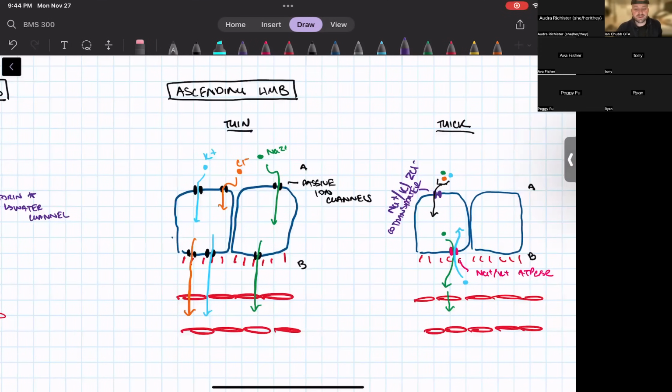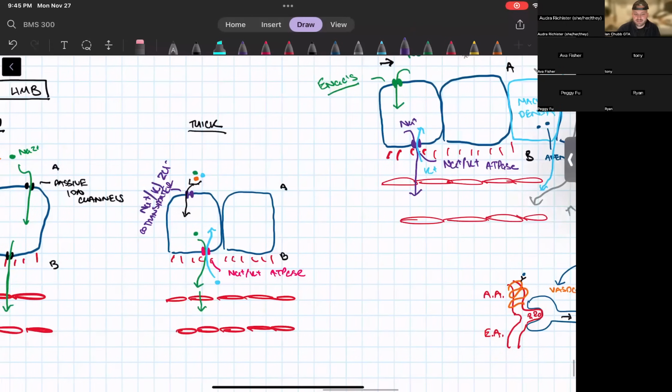Ascending limb, also fairly straightforward. We're going to have passive ion channels. So ions like potassium, chloride, sodium will passively diffuse. They'll have specific channels for that ion itself, but they'll passively diffuse because they're moving with the gradient. Since we get less salty as we come up, we're going to have ions wanting to passively move across the cell surface. So these are moving transcellularly, so through the cell. But ascending, or the thin segment specifically, the thin is passive.